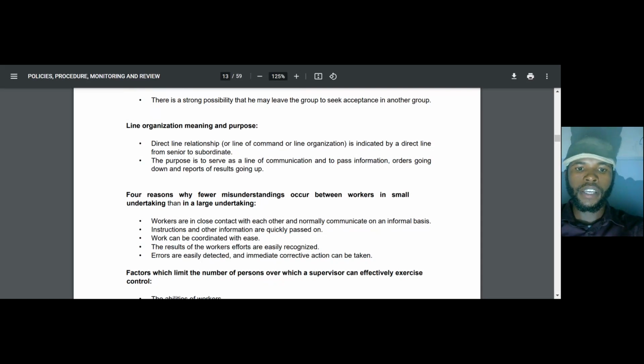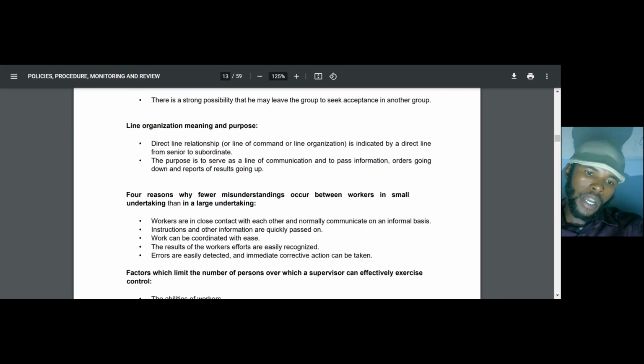Instructions and other information are quickly passed on. Work can be coordinated with ease. The results of the workers' efforts are easily recognized. Errors are easily detected, and immediate corrective action can be taken.